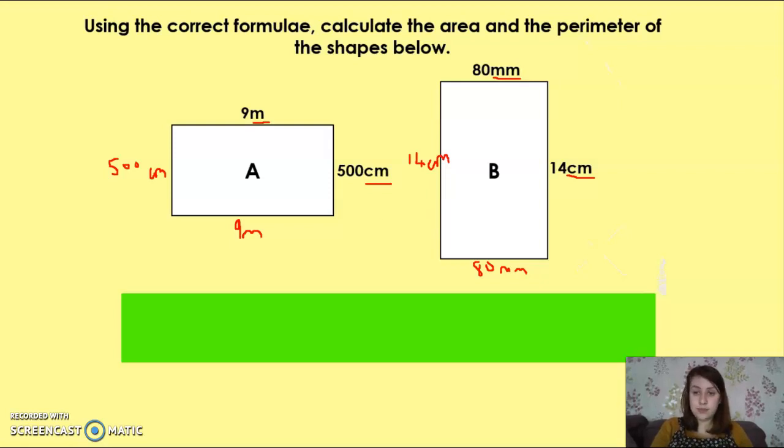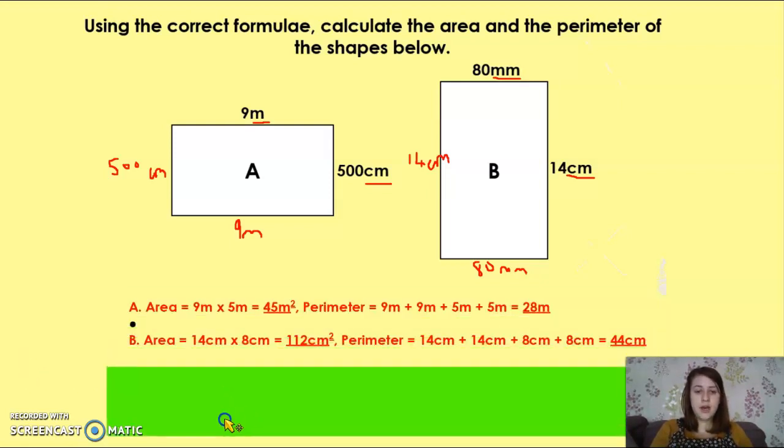Now, if you didn't spot that and you've made a mistake, then now's your chance to pause the video and have another go at the question, making sure you convert them so you're using the same measurements for each side. Doesn't matter which way you convert it, whichever way is easiest for you. So if you made a mistake, go back and try it and then come back again.